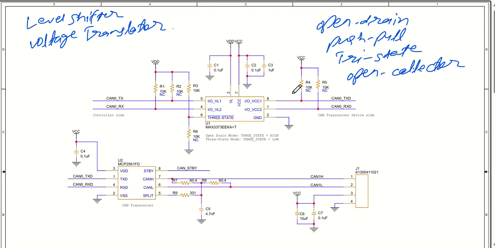Namaskar, my dear friends. Let us talk about voltage translators. Voltage translators are used in many places.